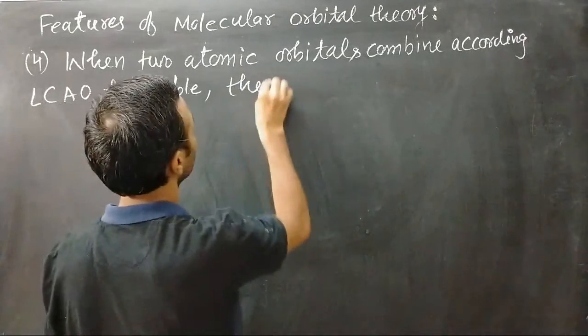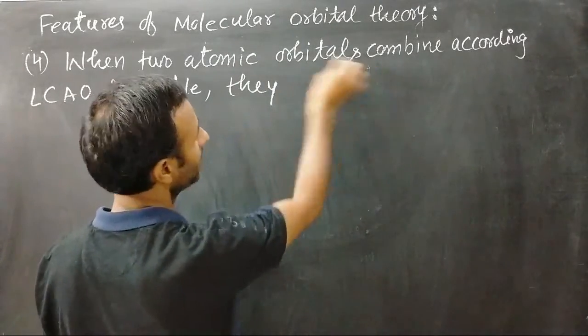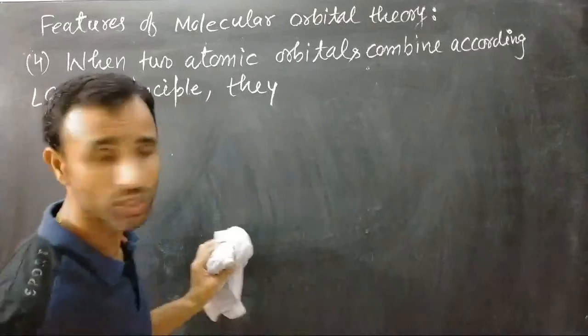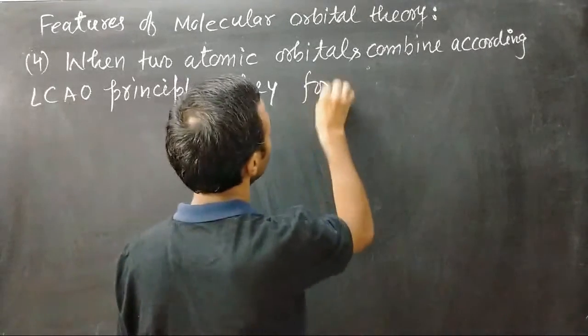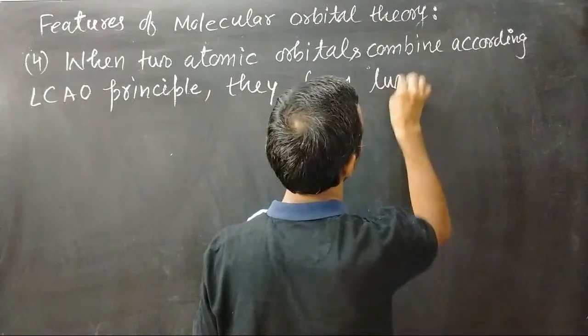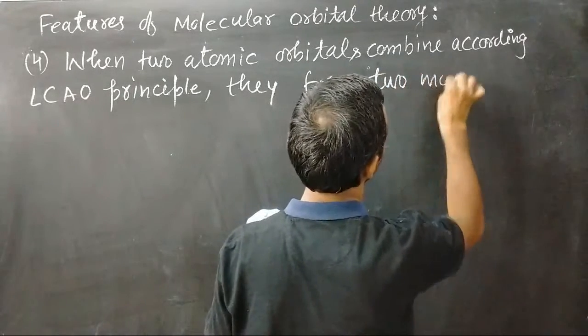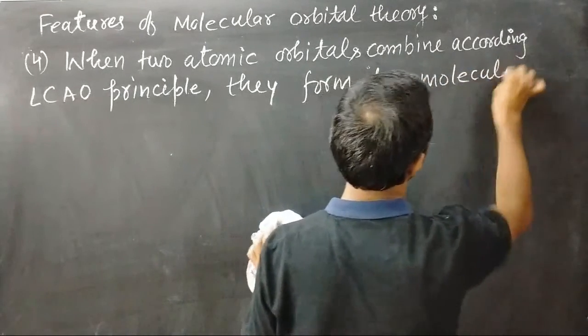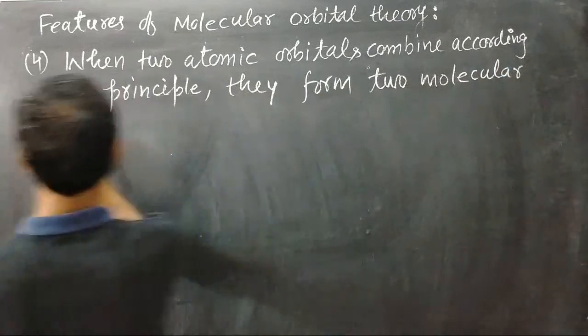When two atomic orbitals combine according to the LCAO principle, they form two molecular orbitals.